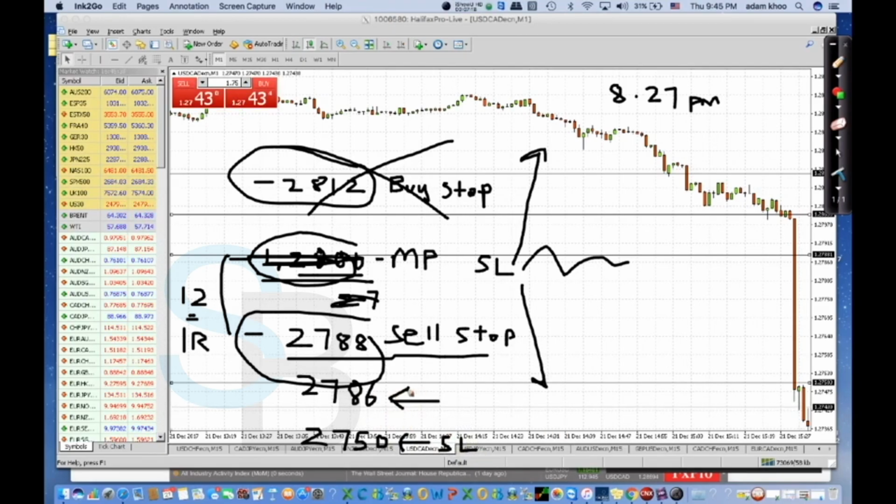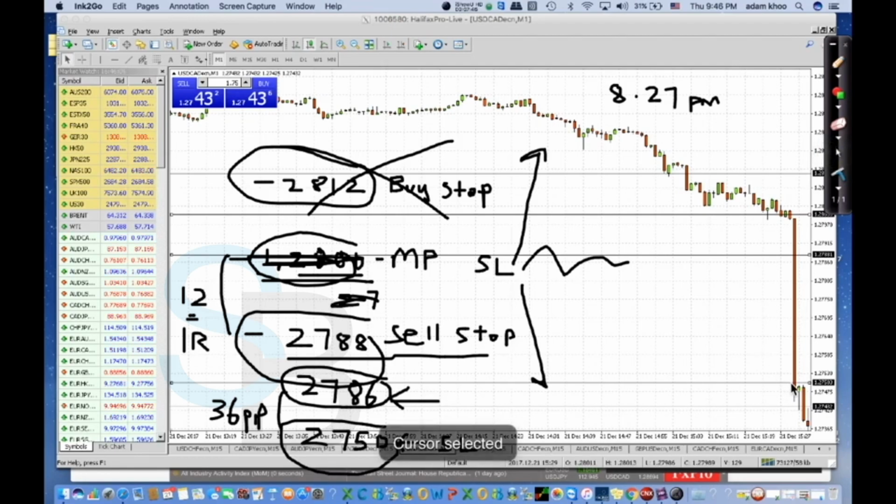So in other words, I entered at 2786 and the market was now at 2750. Am I profitable? Yes, because from 86 to 50 is 36 pips. So I've already captured 36 pips. I moved my stop loss there so that if the price were to move back up and hit my stop loss, I will exit and take my 36 pips and run. But in this case, I was a bit lucky because the price continued going down. So if it continues going down, I leave my stop loss there and I see how far it goes down, right?